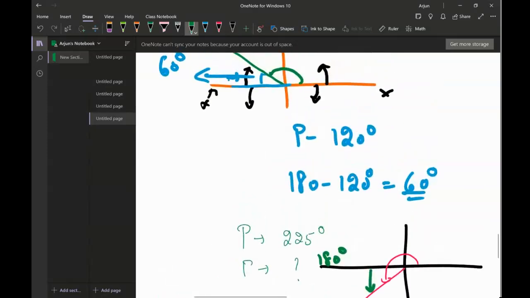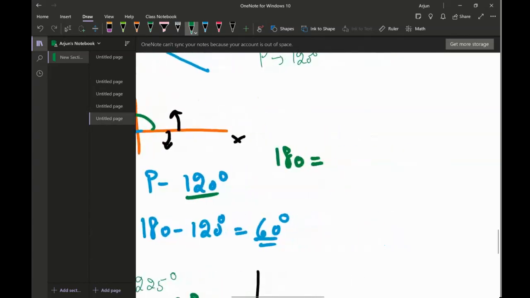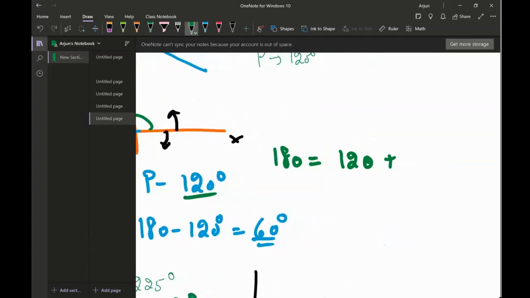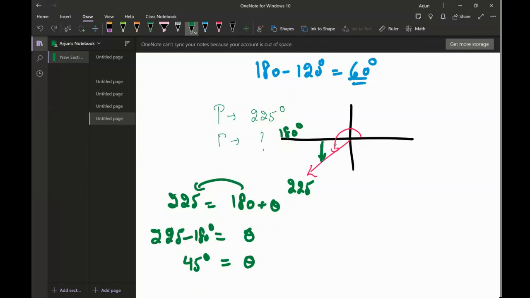In the previous one, what I did was, the principal angle was 120 degrees. I wrote it as 180 equals 120 plus theta. That's what I wrote, because we were moving in this direction. I can clearly see from the diagram here that this angle is 60 degrees. So that is my reference angle. And I can clearly see this angle is 45 degrees.